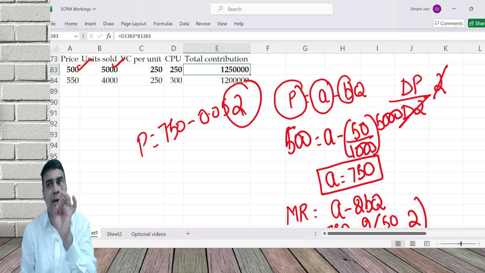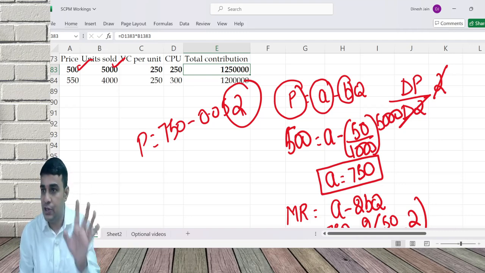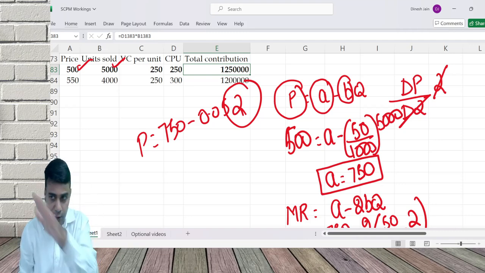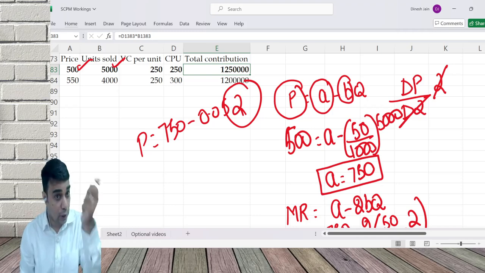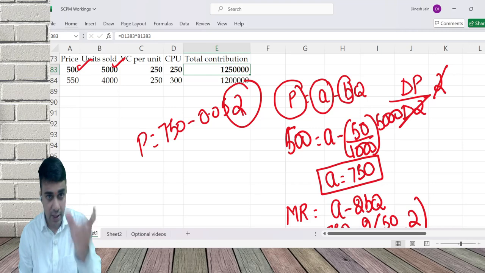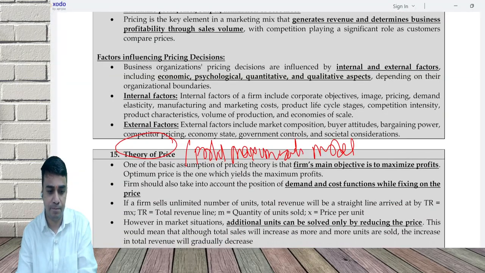A refers to the level at which you sell 0 units. B refers to change in price by change in quantity. Denominator, numerator cancelled. You get the equation. You get A, B, substitute in MR, A minus 2B equal to MC, get Q, substitute back in price and get the price.